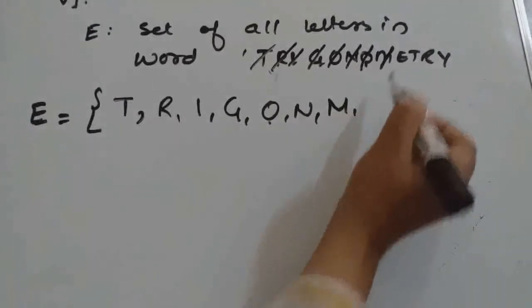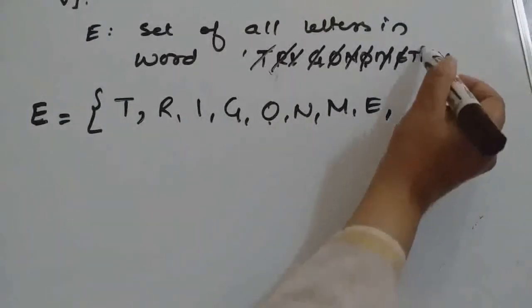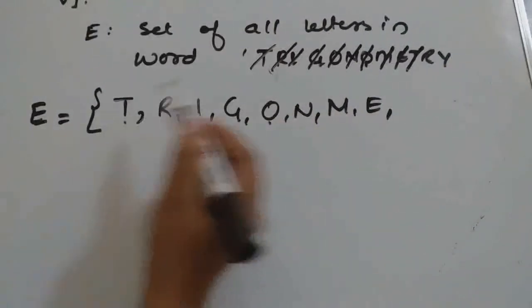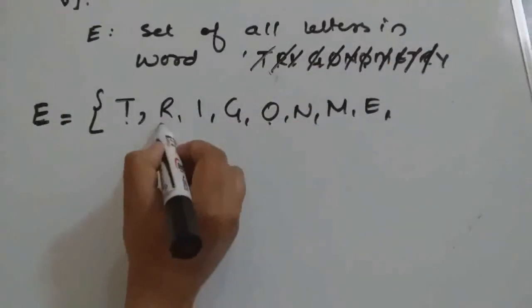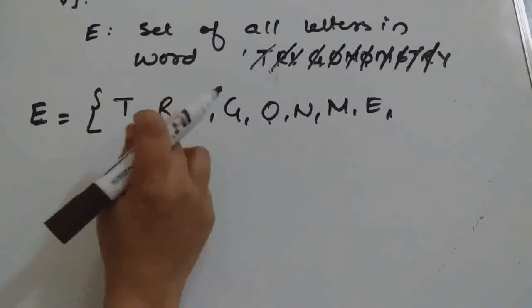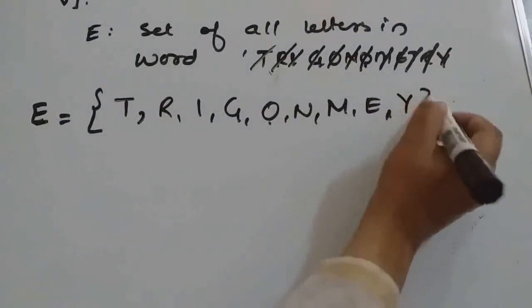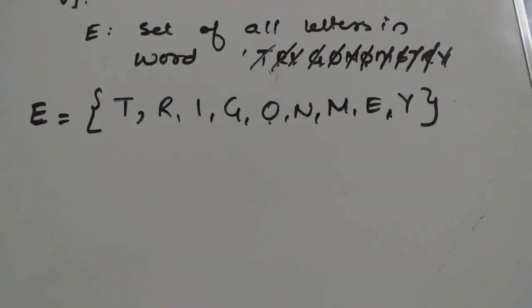Then M, E, T. T we already wrote, so no need to write again, isn't it? Then R also is there. R is there in our set E, no need to write again. Then Y will come. So that is the end of the set. So this is the E set in roster form.